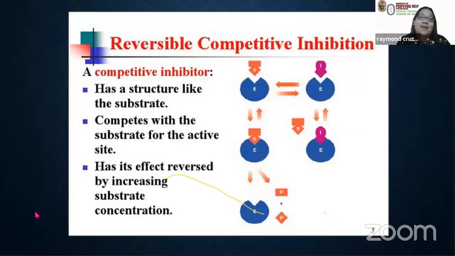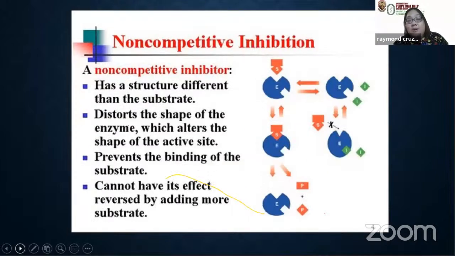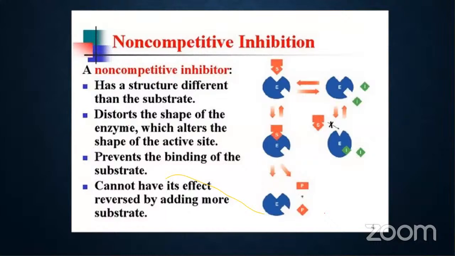On the other hand, the non-reversible inhibitor has a different configuration. Even if you have your substrate available, you cannot reverse it because it has a different configuration. Even if you increase your efforts, if it is not suitable for you, you cannot change the reaction because of its different structure. So a non-competitive inhibitor has these qualities.